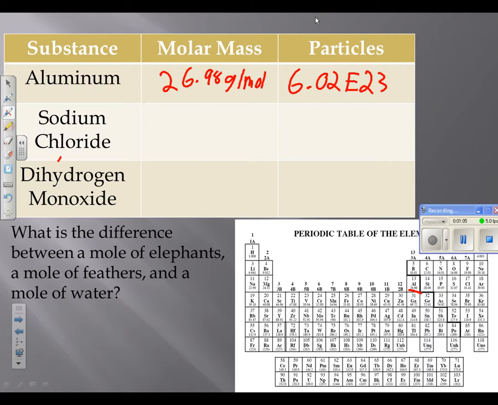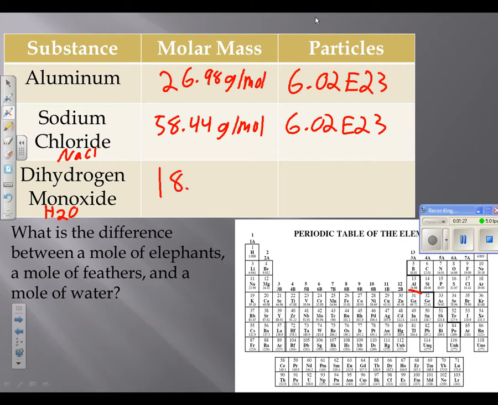Sodium chloride, that's NaCl. If we do the molar mass for that, we're going to get 58.44 grams per mole. Then how many particles in every mole? Well, that's Avogadro's number, 6.02 E23. Then dihydrogen monoxide. Remember, that's our fancy way of saying water. We do the molar mass for that. We get 18.02 grams per mole. And how many particles in every mole? That's Avogadro's number, 6.02 E23.